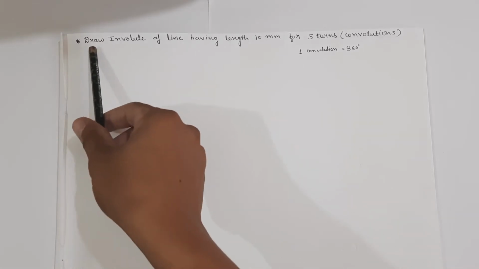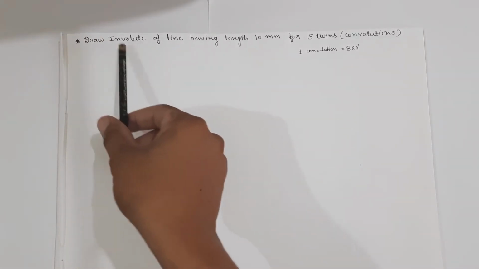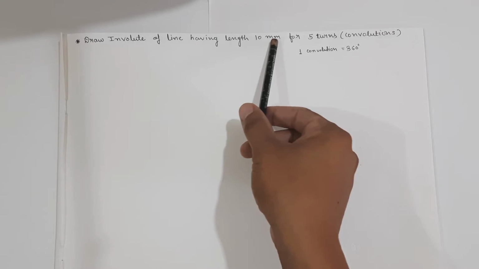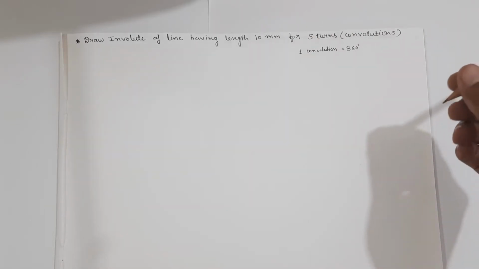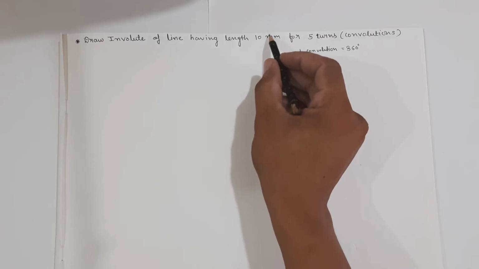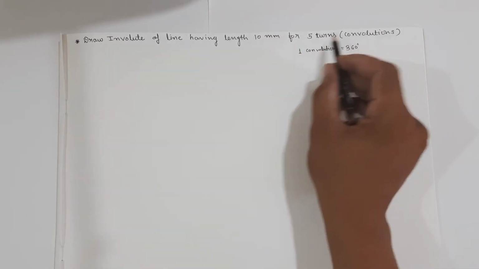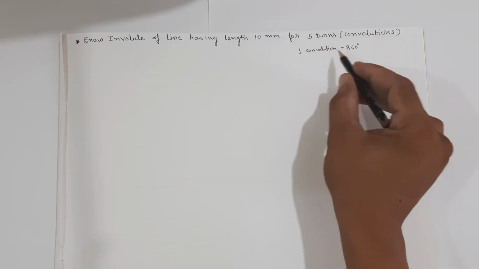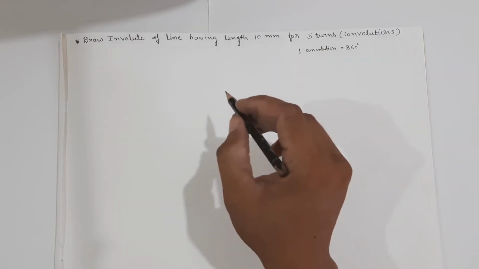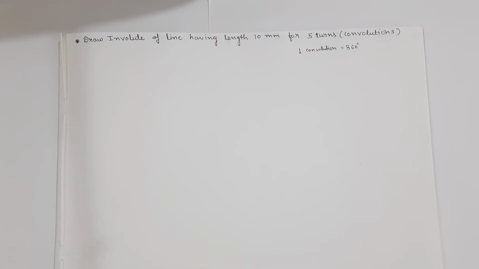Hello everyone. Today we are going to learn how to draw an involute of a line. The question is: draw an involute of a line having length 10 mm for 5 turns, that is 5 convolutions. One convolution means 360 degrees. So we have to draw the involute of a line for 5 turns.